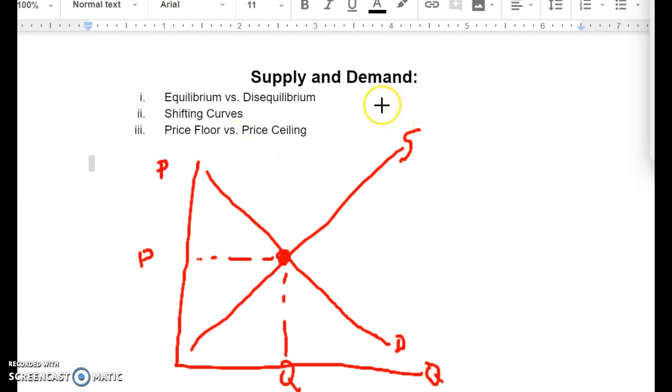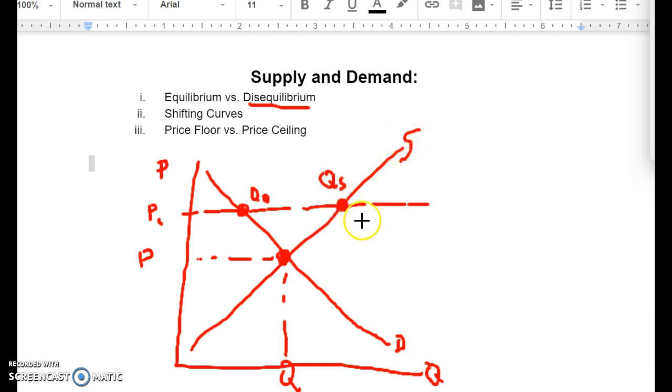Now, what they might ask is about a disequilibrium, right? They'll say, what if the price isn't at P, but at P1 up here? What's going to happen if this is our price? The answer is we're going to have a disequilibrium. We're going to intersect twice. Our first is going to be quantity demanded at the intersection of the demand curve here. And our second is going to be quantity supplied at the intersection of the supply curve here.